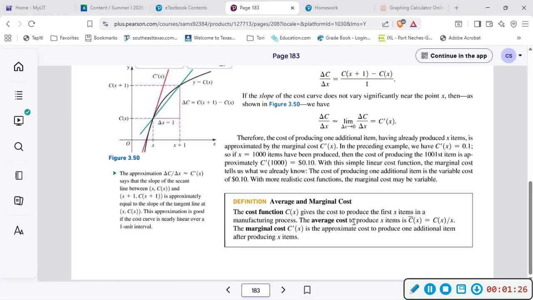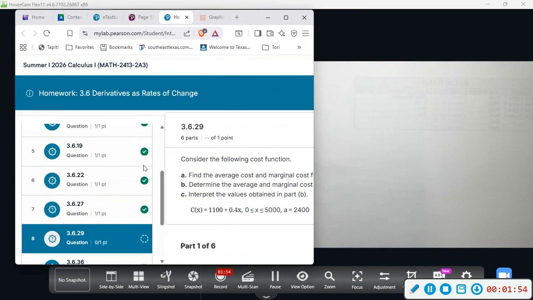The average cost to produce x items is you just take the cost function and divide by how many items you produce, which is what we do for average. Take the total, divide by how many you use. The marginal cost is the derivative of the cost function. It is the approximate cost to produce one additional item after you have produced x items. Okay, so these are the things we need. I'm going to go back to our homework and we'll just do that.